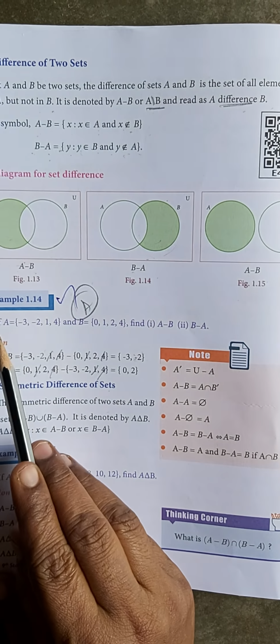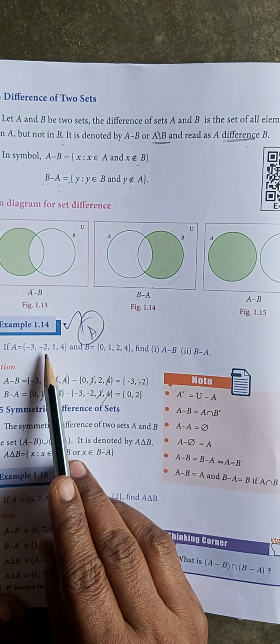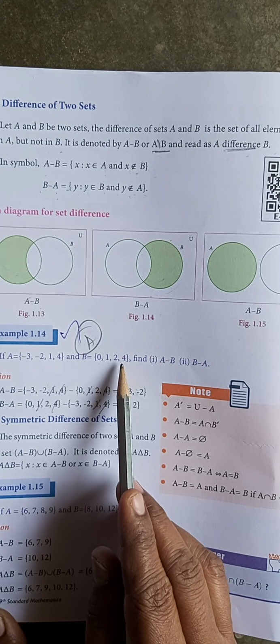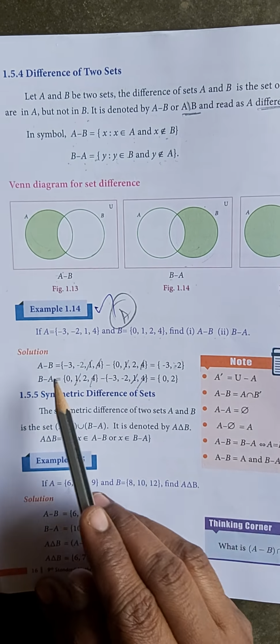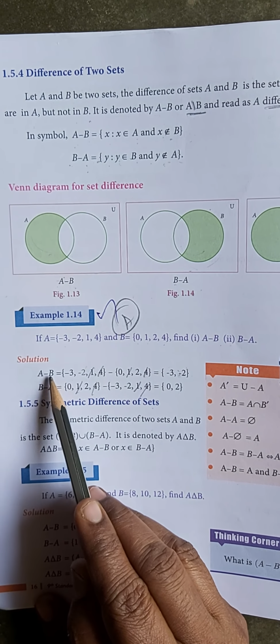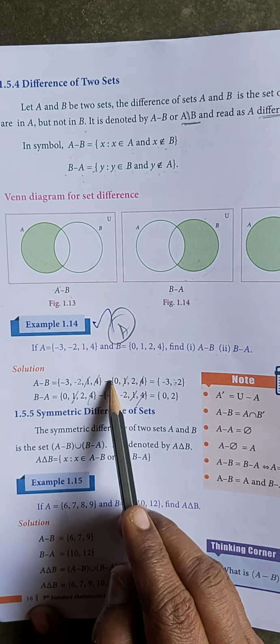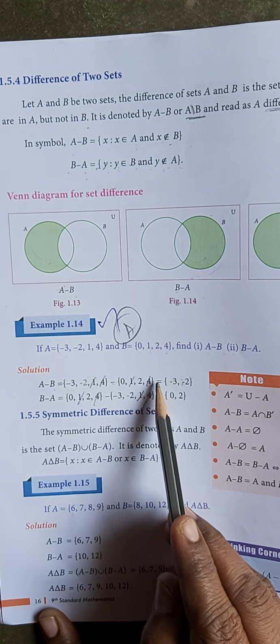Example 1.14. A equal to {-3, -2, 1, 4} and B equal to {0, 1, 2, 4}. Find A minus B and B minus A. So first, A minus B. What is the A set? First you write it, then the subtraction symbol. Next, what is B? {0, 1, 2, 4} is the B set.